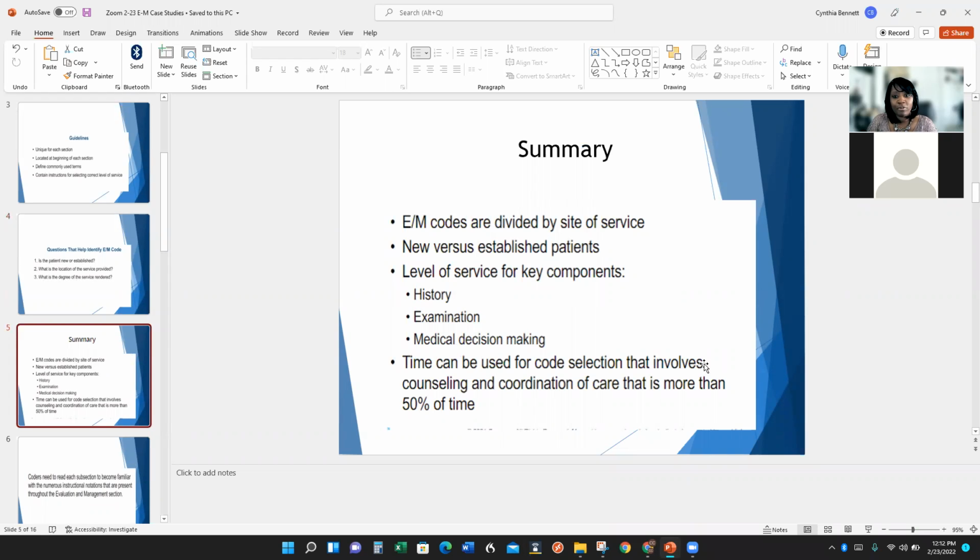So as a summary for the E&M section, they're basically divided by the site of the service, new versus established, also the history, exam, and the medical decision-making. And then some of your codes will involve time. So not all of your E&M codes involve time, but some of them do. So these are just the highlights, because we've already went over E&M coding before, but before I actually went into some of the case studies, I just want to give you some of that background information.